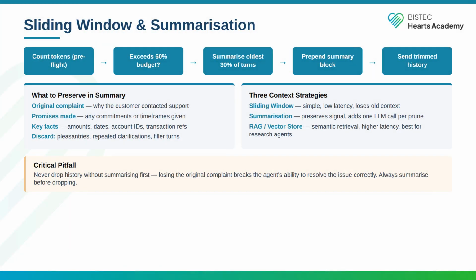The right approach to context management is a 5-step flow. Start by counting tokens before every API call. If the history exceeds 60% of your token budget, you move to step 3. Summarize the oldest 30% of turns into a compact summary block. Then prepend that summary to the remaining history and send the trimmed result.